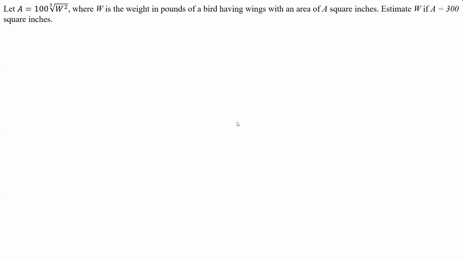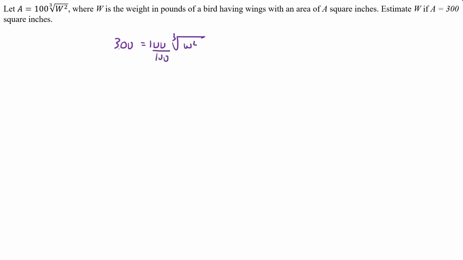All right, so here we have a function A(x) probably equals 100 times the cubed root of W squared, where W is the weight in pounds of a bird having wings with an area of A square inches. So we're supposed to estimate this weight if A is equal to 300 square inches. All right, so what basically you're going to do is take 300 equals 100 cubed root of W squared.